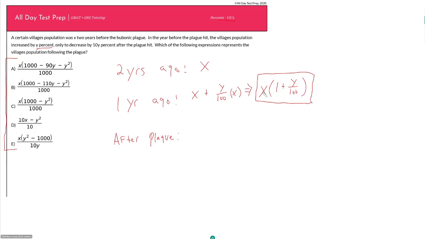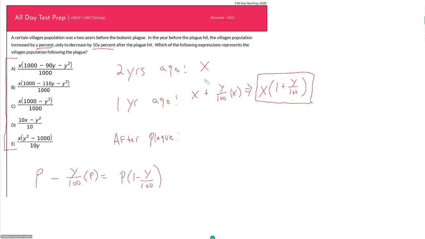1.2x or 1.5x or whatever. Then it says, after the plague, it decreased by 10y%. So what does that mean? Let's talk about this translation generically down here. If I just said I have some population P, and then it decreases by y%, that means it was a population of p, and then I subtracted y over 100 of p, because y% means y over 100, and so this would be p times 1 minus y over 100.